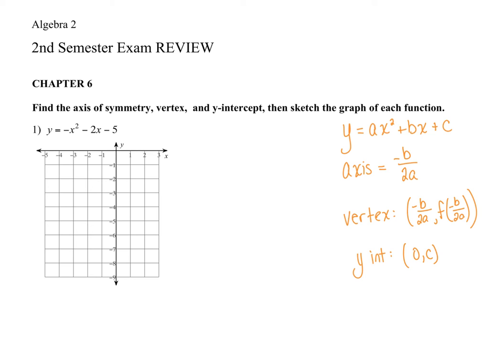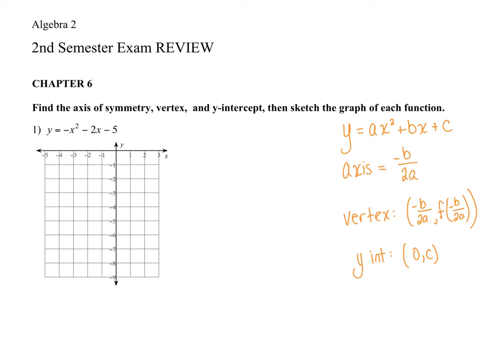The first thing we did is parabolas. We graphed quadratics. Ax squared plus bx plus c is standard form. You could have it in standard or in vertex form, which we're going to do on the next problem. Standard form looks like this.